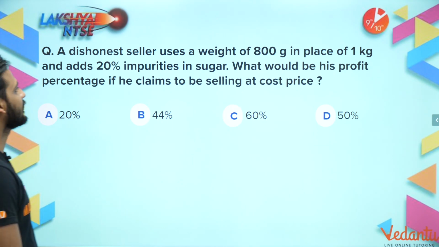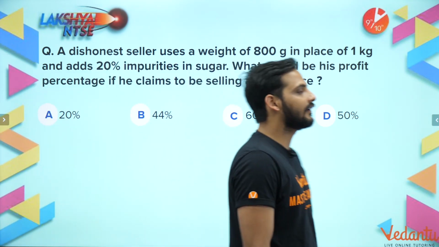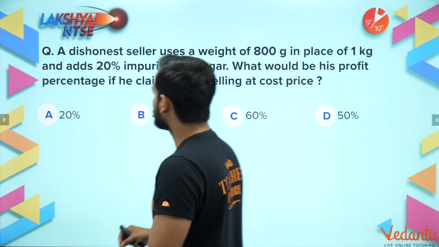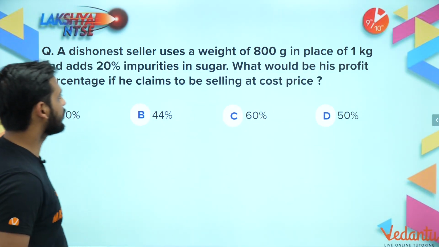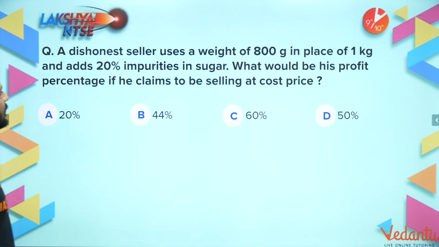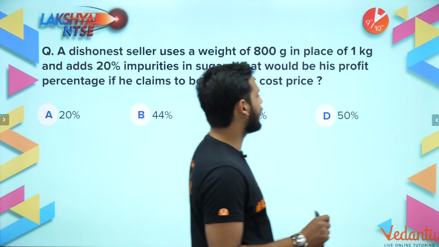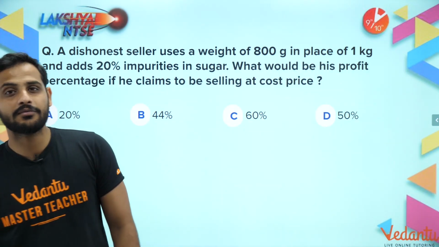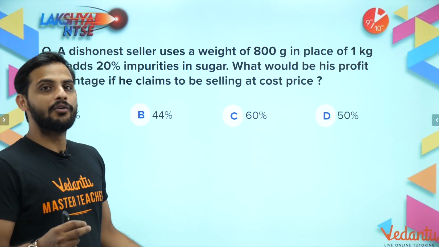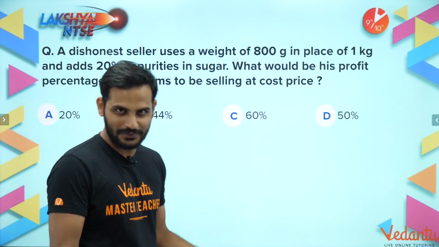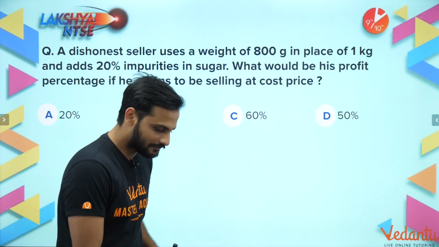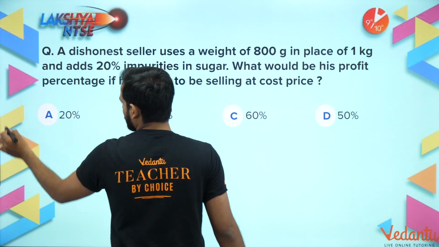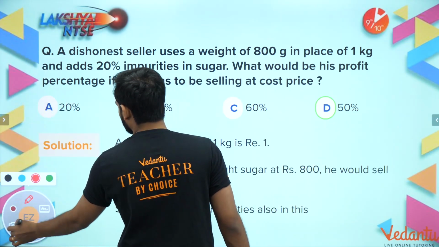A dishonest seller uses a weight of 800 gram in place of 1 kg and adds 20% impurities in the sugar. What would be his profit percentage if he claims to be selling at cost price? Okay, what would be the profit percentage if he claims to be selling at its cost price? That means whatever cost price which assumes to be there. See, bachcho, these questions are very tricky, so listen very carefully.